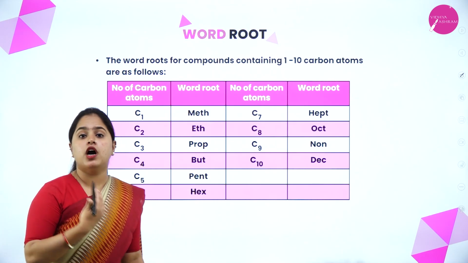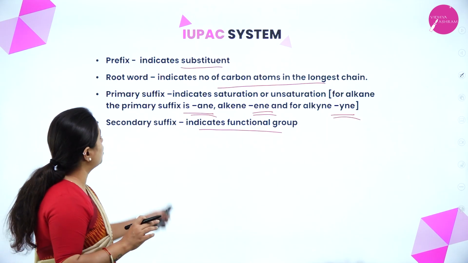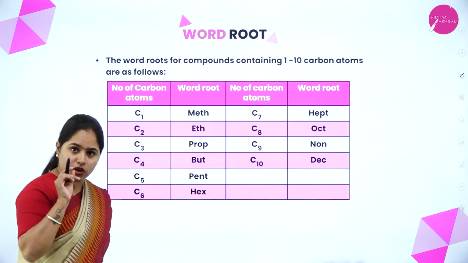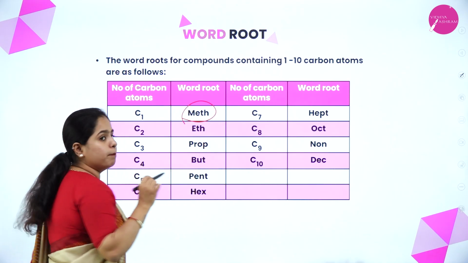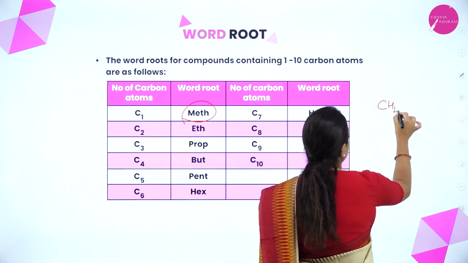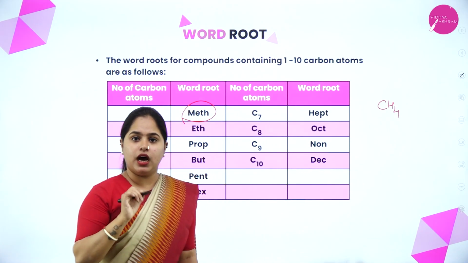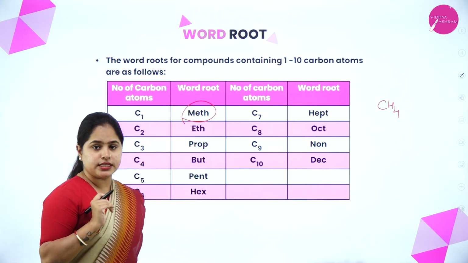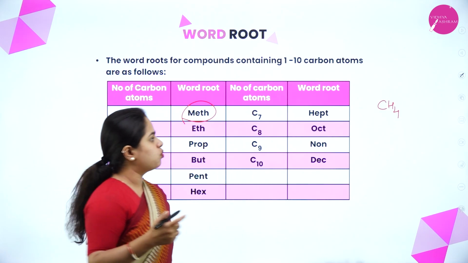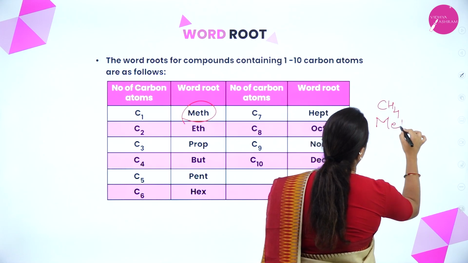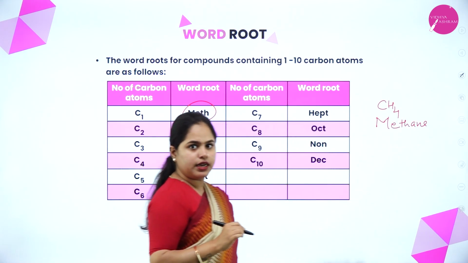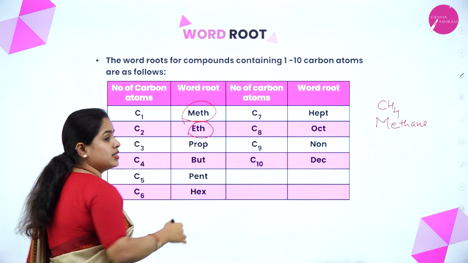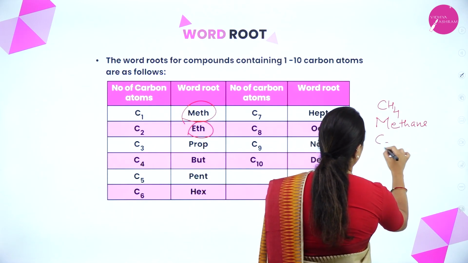Now certain examples of word roots are given here. As I said, what is word root? It indicates the number of carbon atoms in the longest chain. As you can see, if there is only one carbon atom, the word root will be meth. Let's take the example of CH4. Only one carbon atom is there, so the word root is meth, and it is an alkane. So what will be the name of this compound? It will be methane. Now the second one is eth. If two carbon atoms are there, the word root is eth. So let's take C2H6.